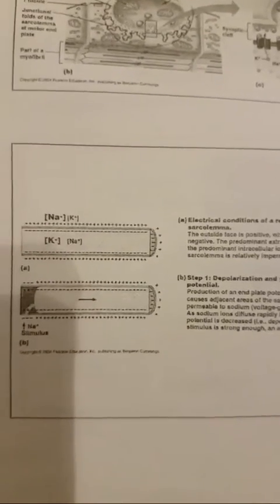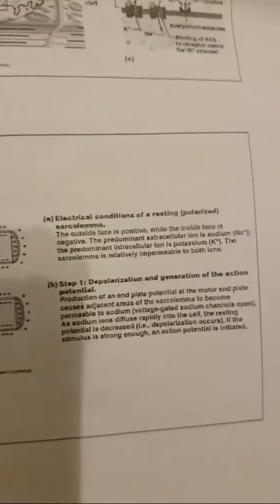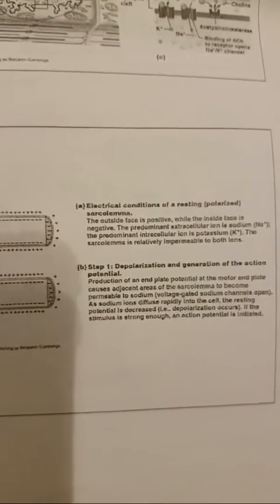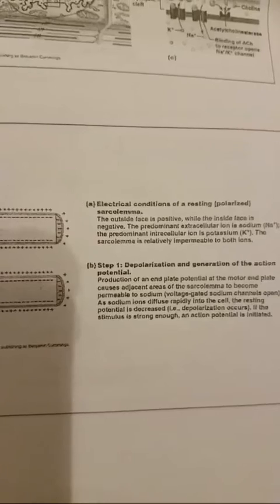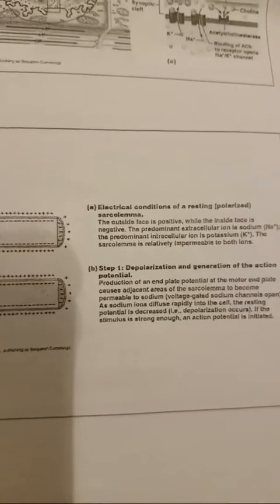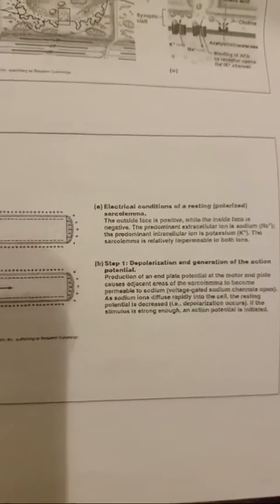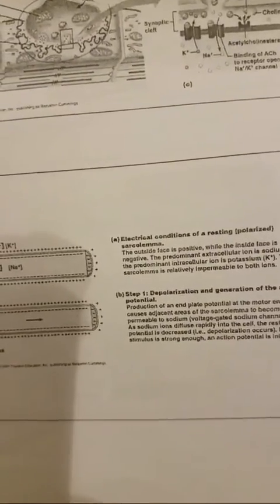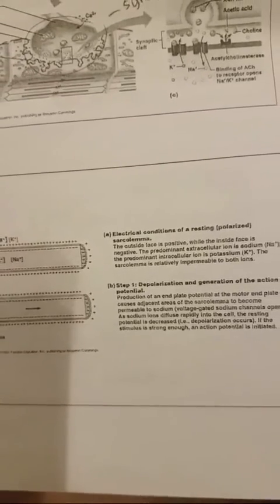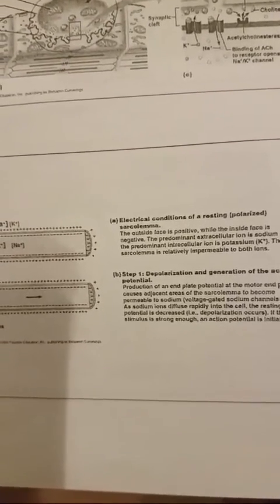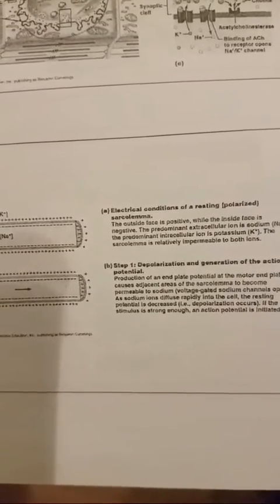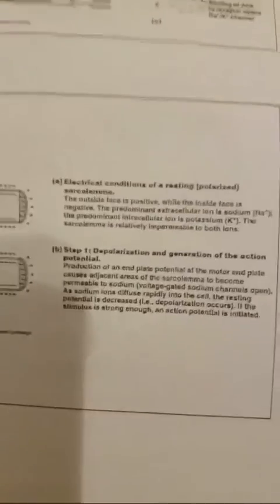Sodium and potassium stimulus. So for the electrical conditions of a resting sarcolemma, or polarized, the outside face is positive while the inside face is negative. The predominant extracellular ion is sodium, so positive, negative. That one is at resting. The predominant intracellular ion is potassium. The sarcolemma is relatively impermeable to both ions.